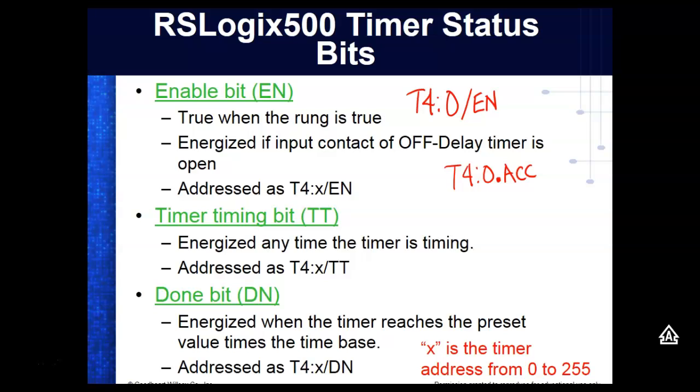So we have timer timing, which we don't see. We do see this one. On our symbol over here, they give us enable, and over here they give us done. But we have another bit that's true anytime the timer is timing, and we'll see what we can use that for. That's used every once in a while. And then we have what we call the done bit. This goes true when the timer has completed its time. So when the accumulator and the preset match, then the timer's done.